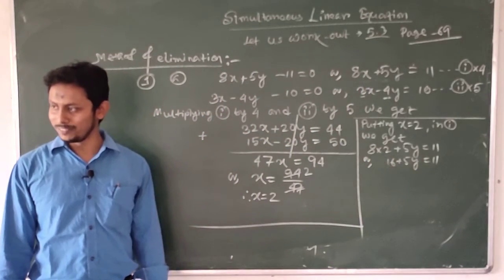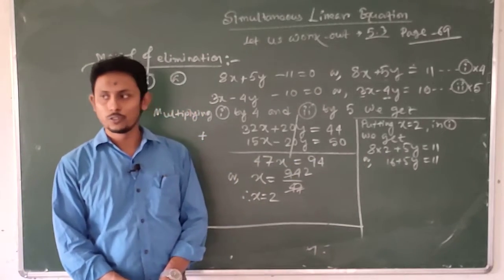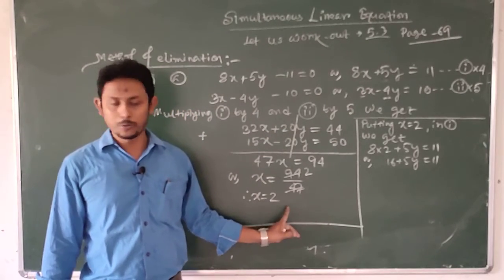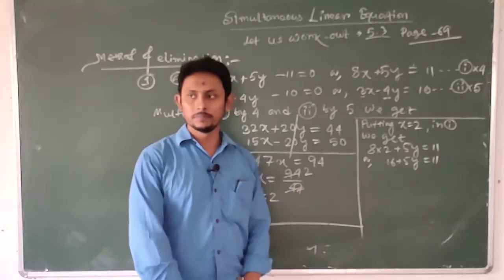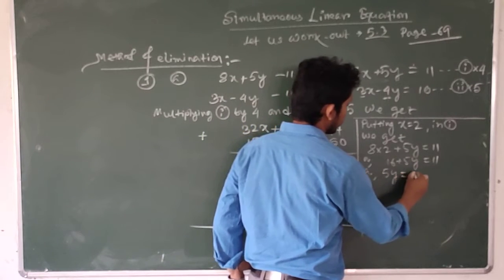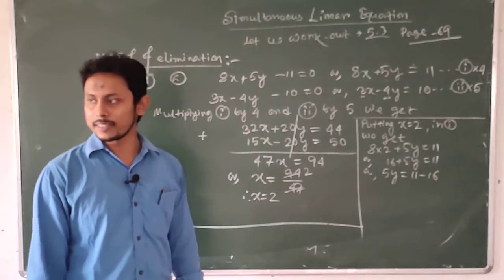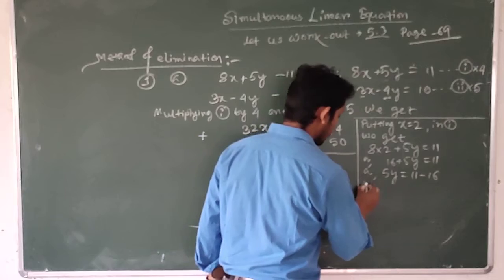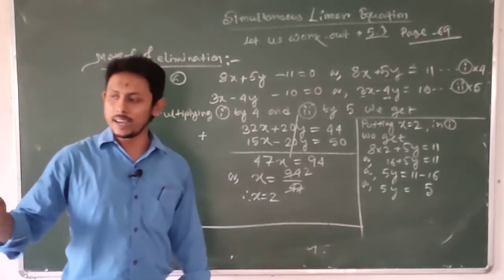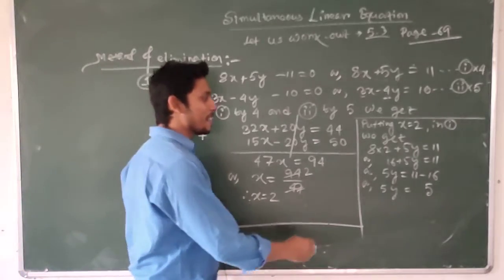So what we have done there, we have just multiplied with 2. Actually 2 is the value of x, that's why we have multiplied. 8 2s are 16 and 5y is there. So now 5y is 11 minus 16. So 11 minus 16 is there, that means here it will be 5y equals 5. Now look at here, I have written correctly right now. Yes, it will be minus 5. Why?